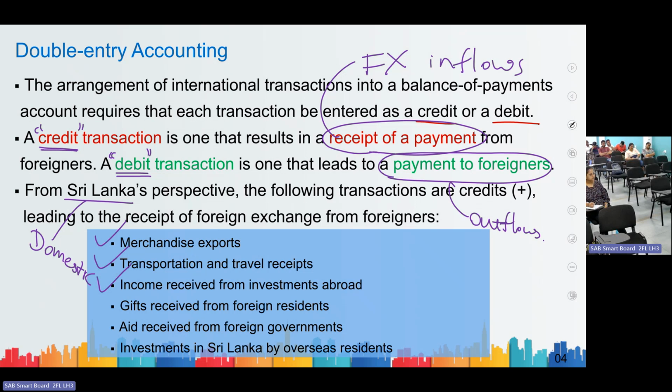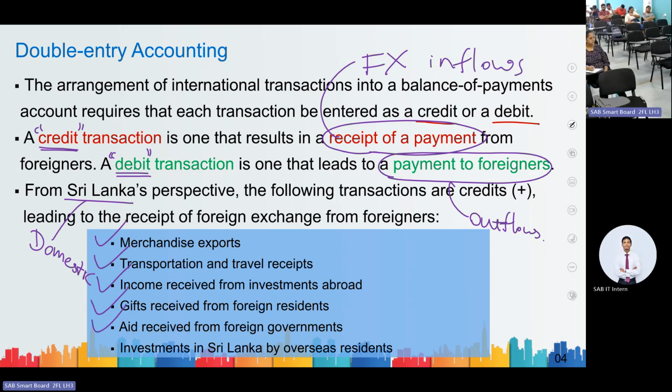Gifts received from foreign residents. Yes, that is also a receipt. It's reported as a credit transaction. Aid received from foreign governments. Yes, some governments provide aid to Sri Lanka. So those are also reported as credit transactions. Investment in Sri Lanka by overseas residents, specifically foreign direct investment, FDI. When a foreign investor brings FDI into Sri Lanka, that is also a credit transaction because there will be an inflow of foreign exchange. So these are some examples of credit transactions, and credit transactions are about foreign exchange inflows.